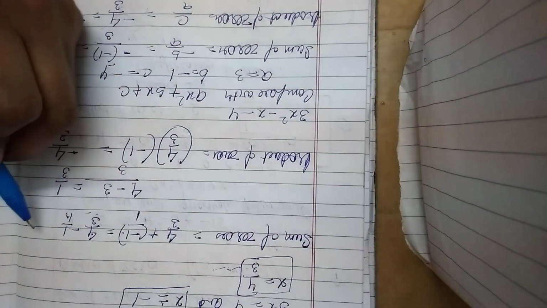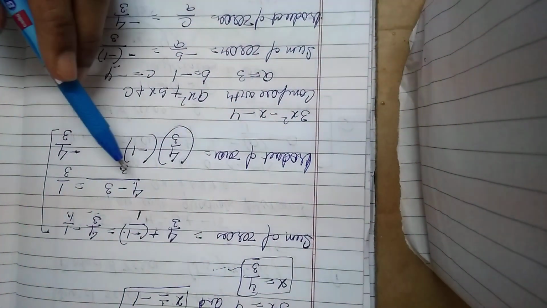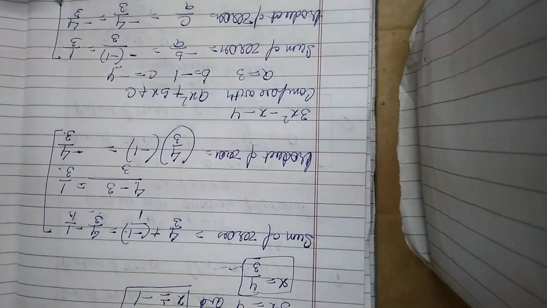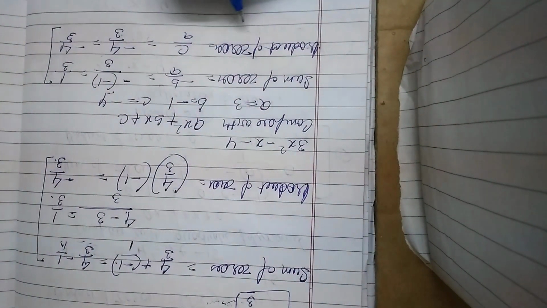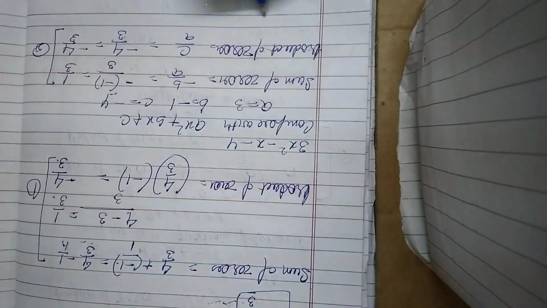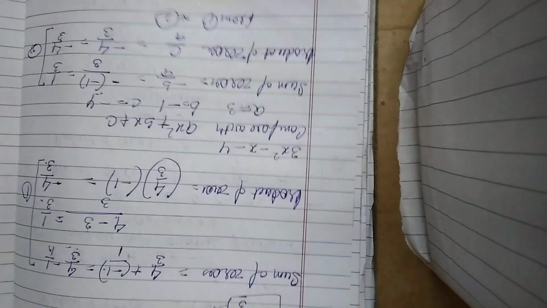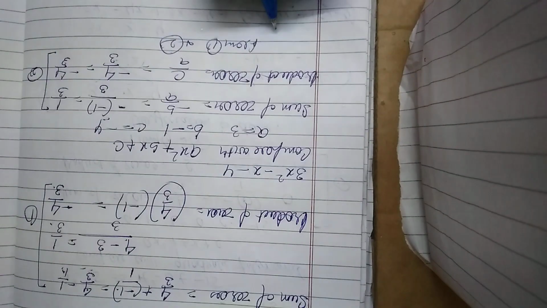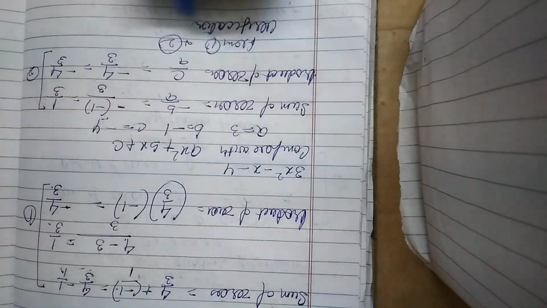Both answers are the same. Sum of zeros and product of zeros obtained from the actual zeros, and sum of zeros and product of zeros with the help of the coefficients a, b, c, both are the same. From questions 1, 2 and 3, we have found the relationship between zeros and coefficients. Verification is done.